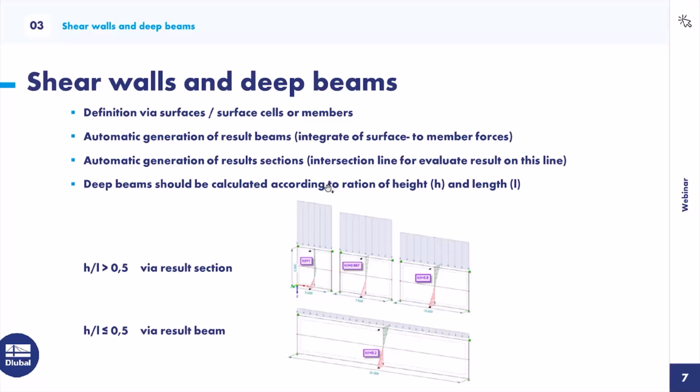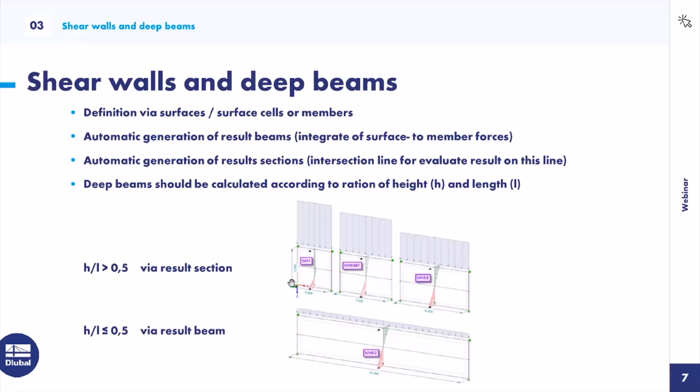Important for deep beams is to consider the nonlinear calculation, or the forces which come through this surface type. It's according to the ratio of height and length. When this height to length ratio is smaller than 0.5, so when you have a really long beam or a long surface with a low height, then this result beam is perfect for this calculation.